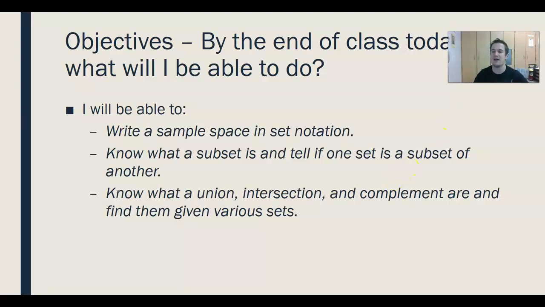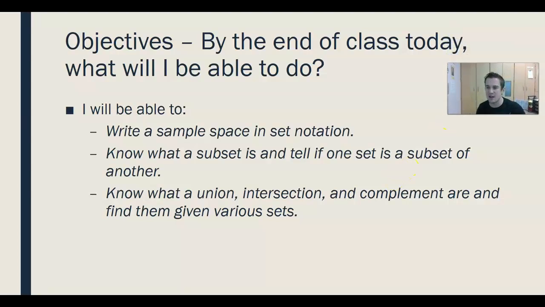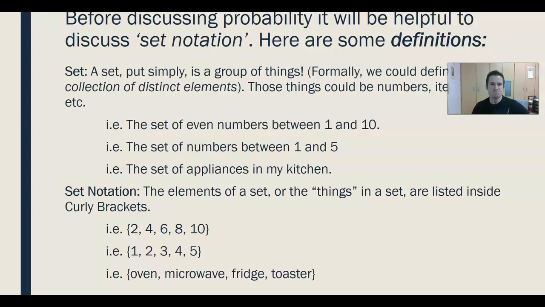So, by the end of this video, these are the things that I hope you're able to do. I want you to be able to write a sample space in set notation. We'll talk about what a sample space is. I want you to know what a subset is and tell if one set is a subset of another. And I want you to know what a union, an intersection, and a complement are and find them, given various sets. If you don't know what those words mean, that's okay because we're going to talk about them now.